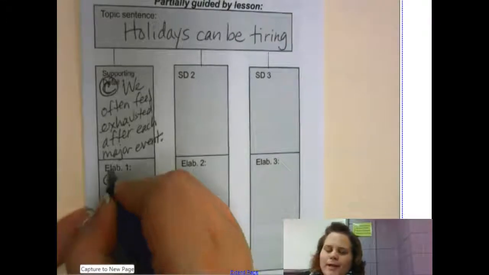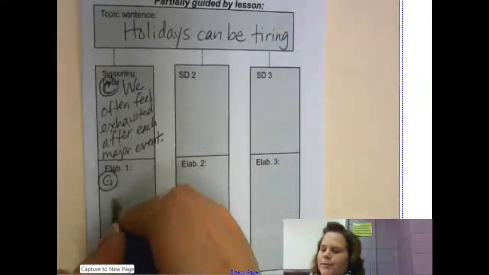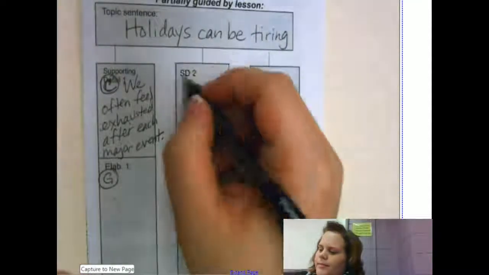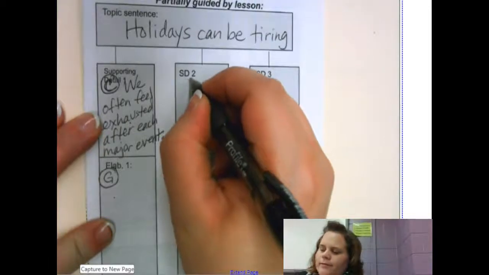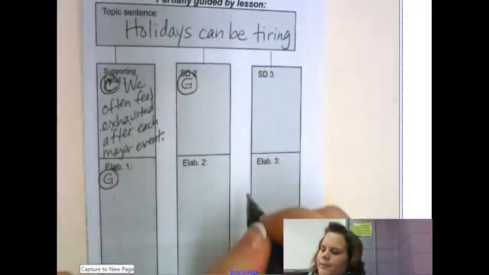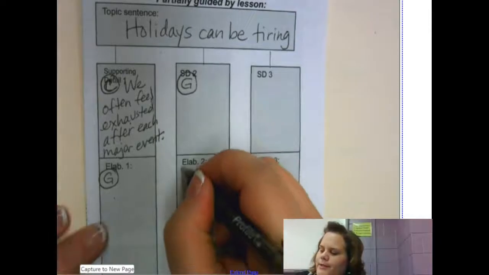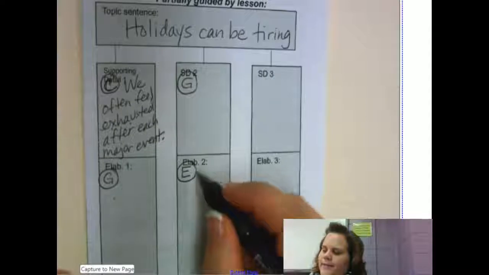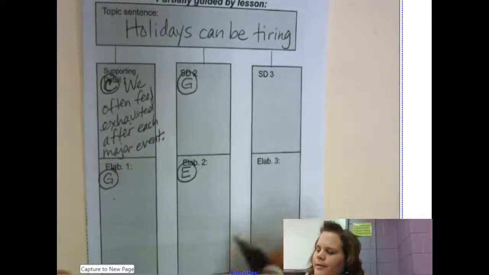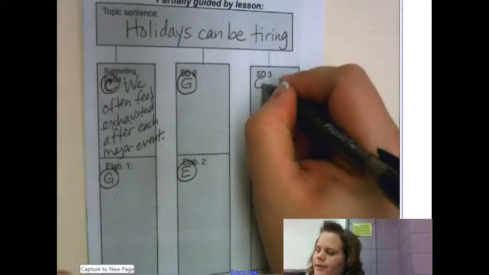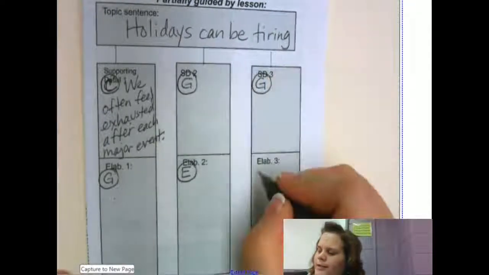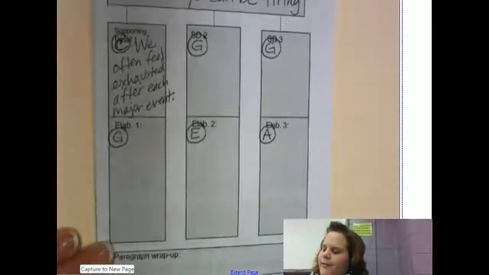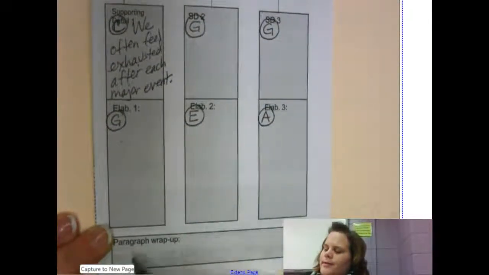First of all, come up with a general example. Maybe pick a holiday. Give an example of how it was tiring. Then, maybe pick another holiday and give an example. And then you need to have an experience that someone, you or yourself, had. The third one, you're going to do another example of another holiday, and I want you to try an anecdote just like we had before. Your paragraph wrap-up we'll get to.